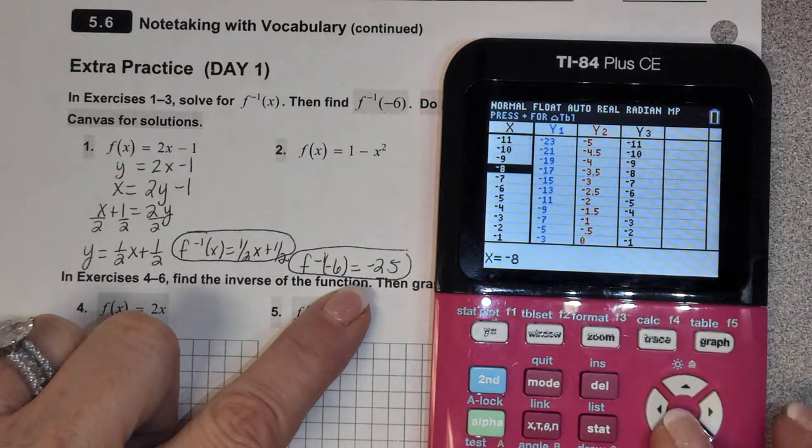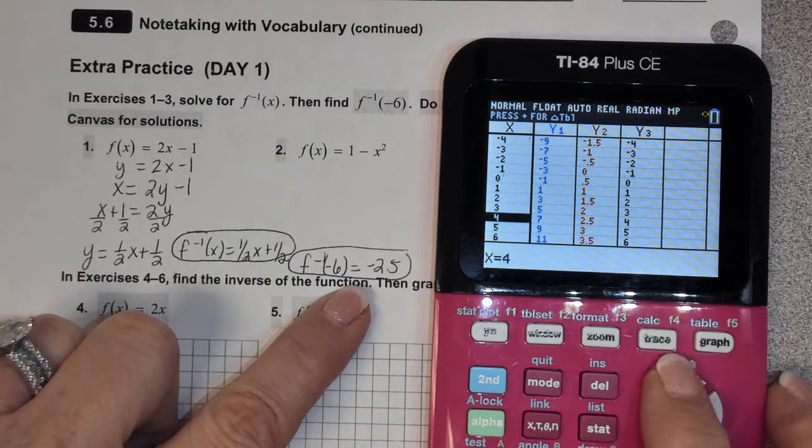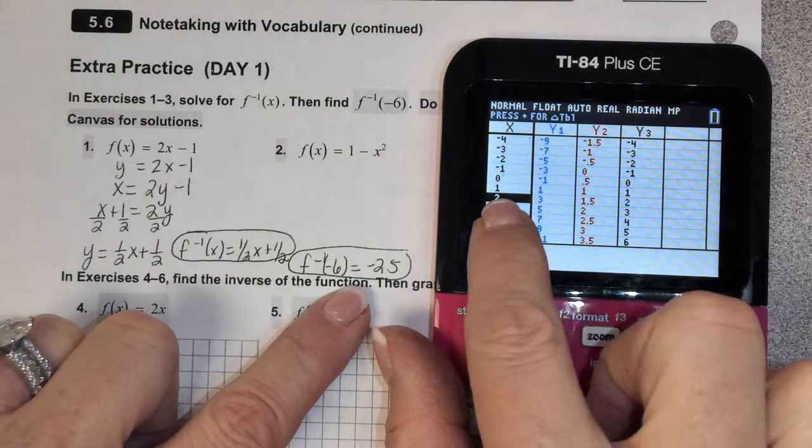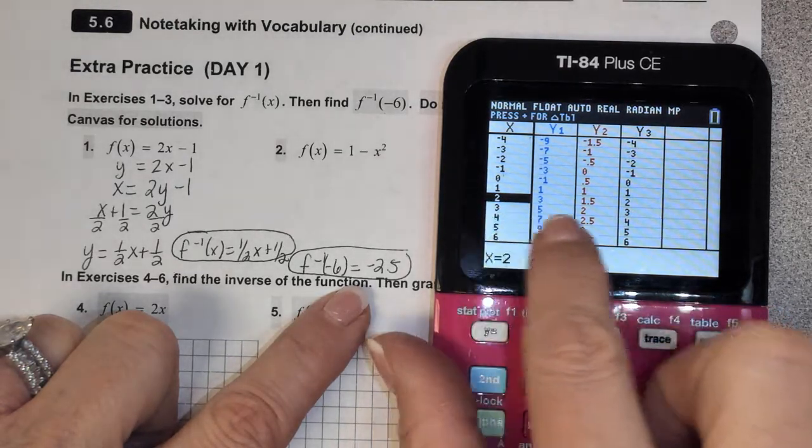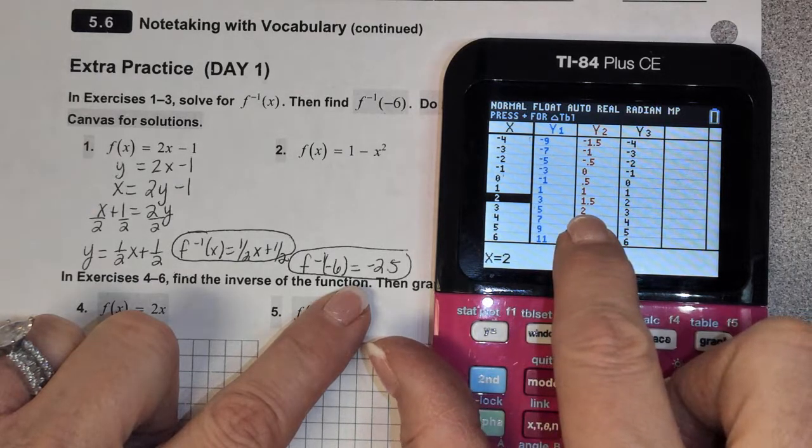Let's go up here in the positives. It'll be a little bit easier to look at. Let's look right here, for example. If I see the point 2,3 for the original function, I see the point 3,2 on the inverse function.